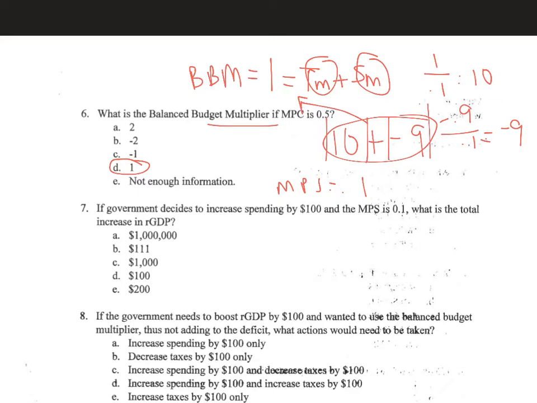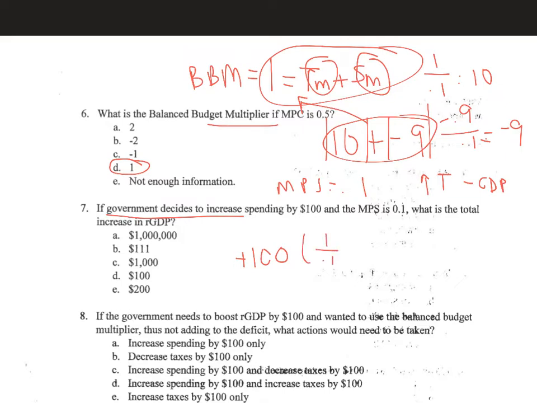And the taxing multiplier is always negative because if you increase taxes, it's going to have a negative impact on GDP, and that's where that negative comes from. So the balanced budget multiplier simply adds those two together. So if the government decides to increase spending by 100, and the MPS is 0.1, what is the total increase in GDP? So 1 over 0.1, which would be 10, means that the GDP would increase by 1,000.